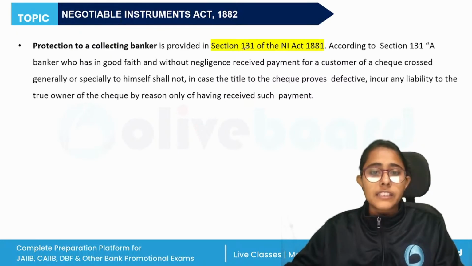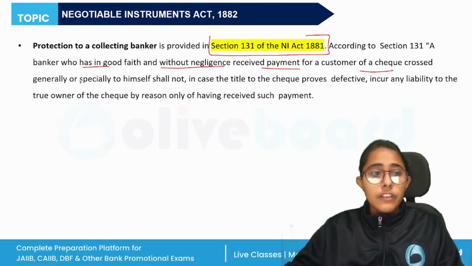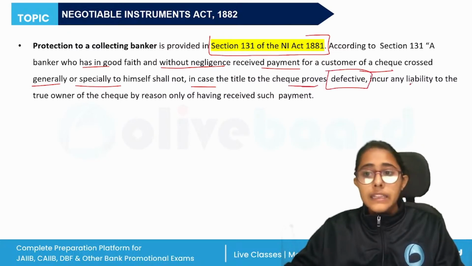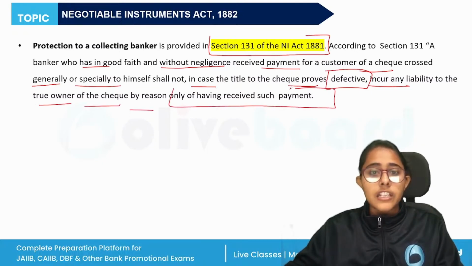Now, when we talk about the law that provides protection to the collecting bank, the protection to the collecting bank is provided in section 131 of the Act. According to this, a banker who has in good faith and without negligence received payment for a customer of a check that was crossed generally or specially to himself, in case the title of the check proves to be defective later on, shall not incur any liability to the true owner of the check by reason only of having received such payment.